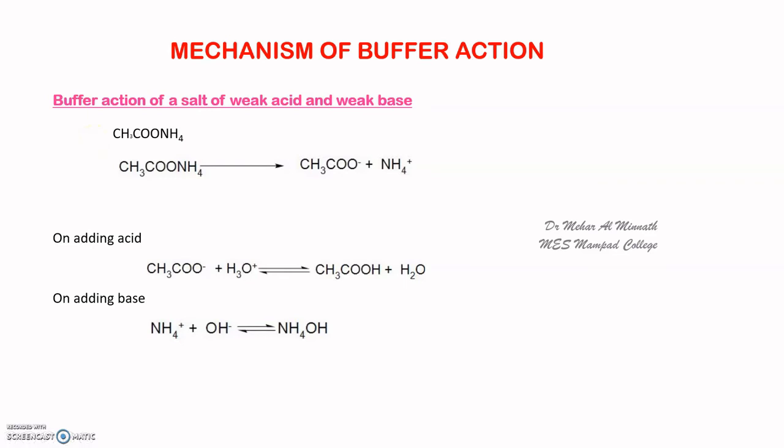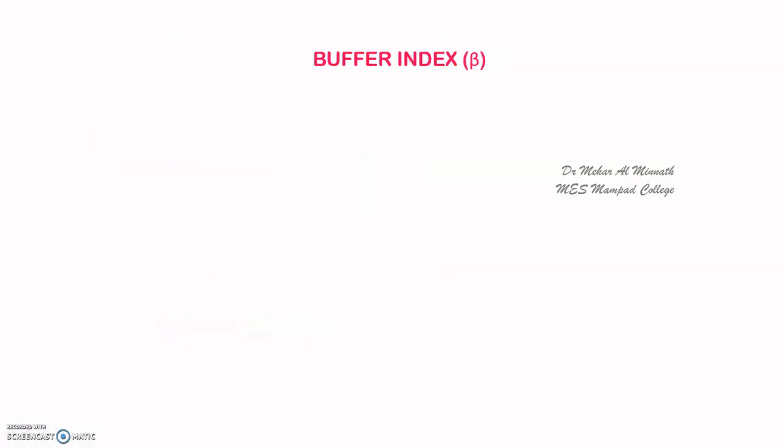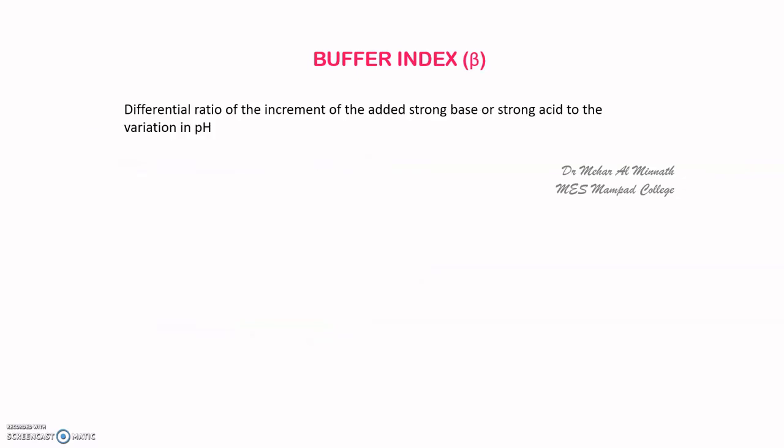Now, along with this, we need to know one more concept, that is the buffer index beta. Buffer index beta is nothing but a ratio of the increment of the added strong acid or base to the variation in pH. That is the ratio of how much acid or base is added and what is the change in pH. So, beta is equal to dB by dpH, where dB is the small change in the strong acid or base and dpH is the small variation in the pH on adding this acid or base.